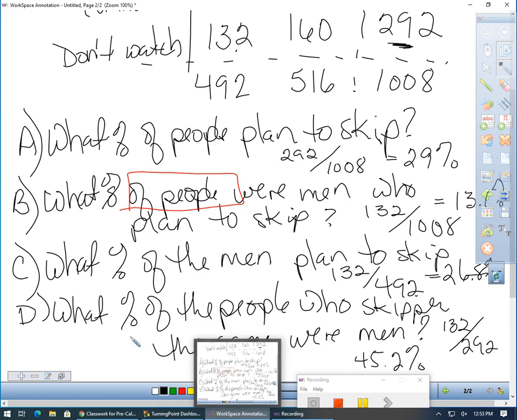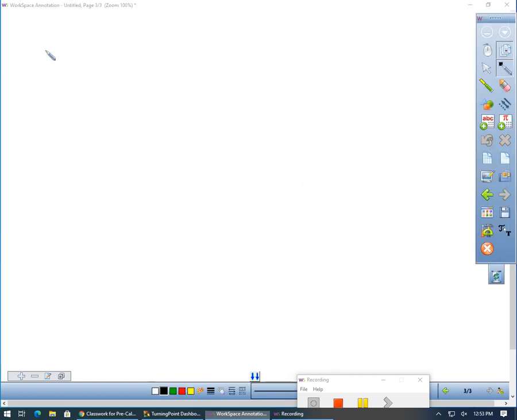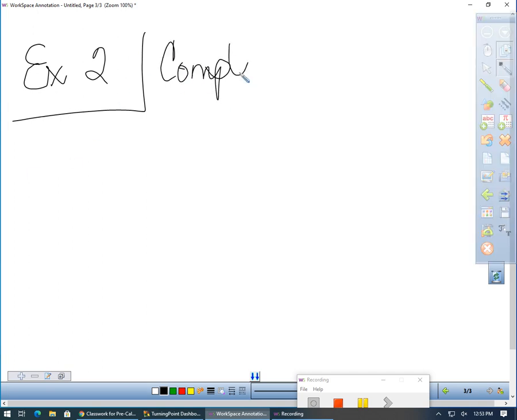Is there any questions on this or filling in this table? Okay. So then let's try changing this a little bit. What if we needed to fill in the table ourselves? Let's do example number 2. So this one, we're going to complete the table.